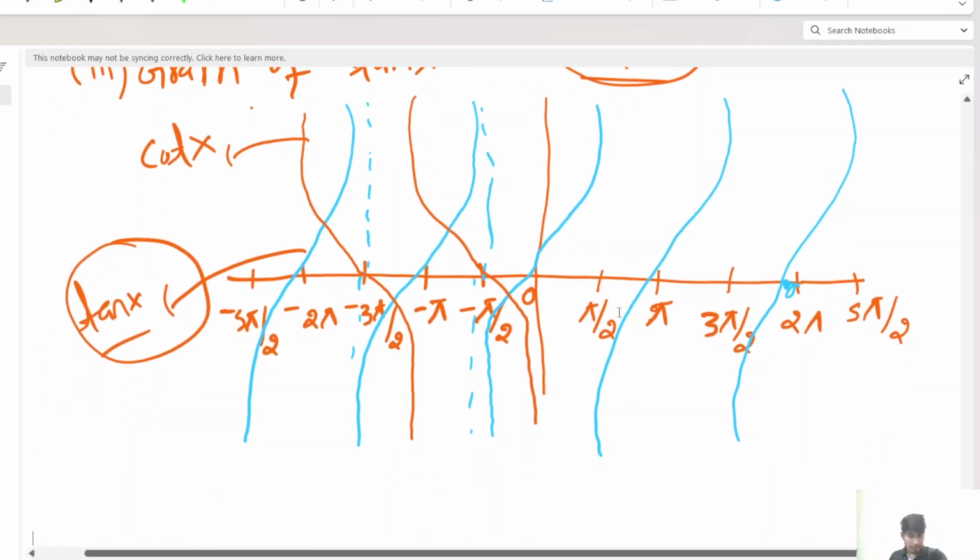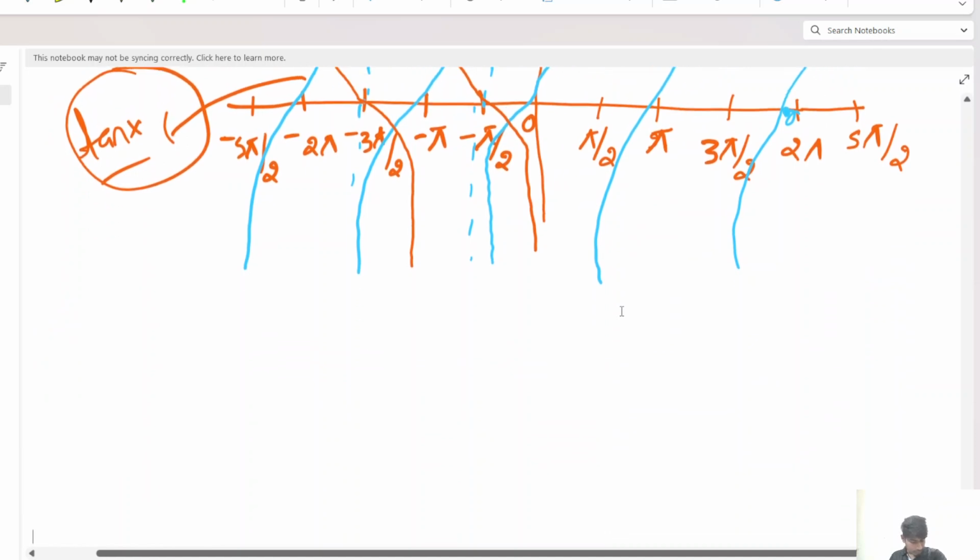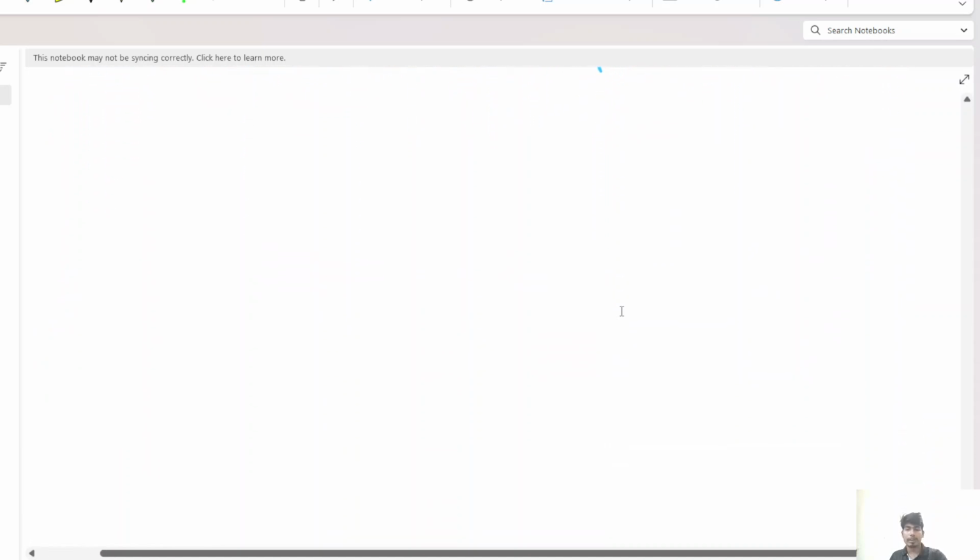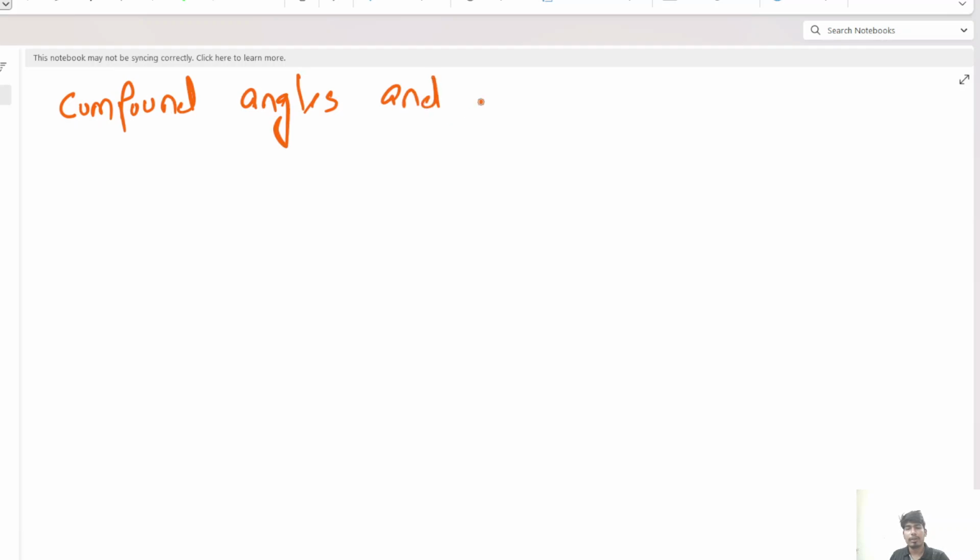Now we do compound angles formula, compound angles and multiple angles, okay. Next topic is compound angles and multiple angles, okay. One minute, I will show you some observations from the graph, okay.